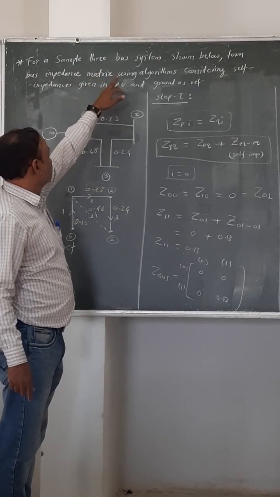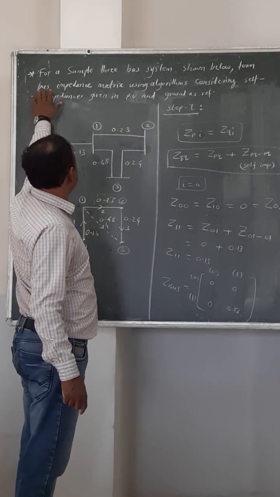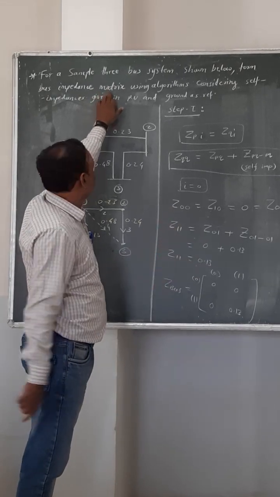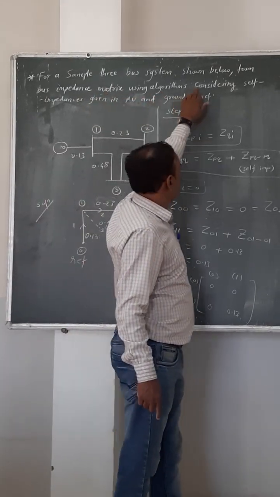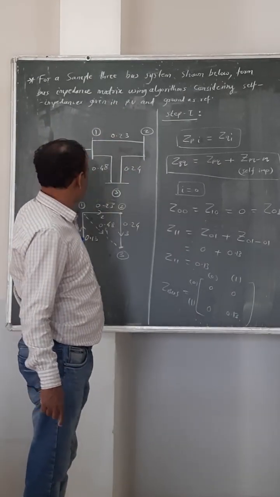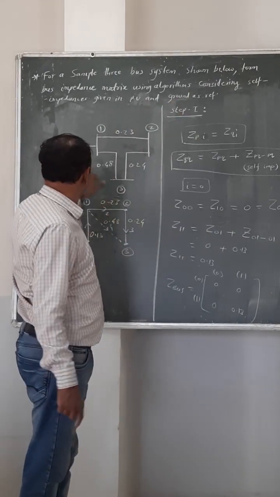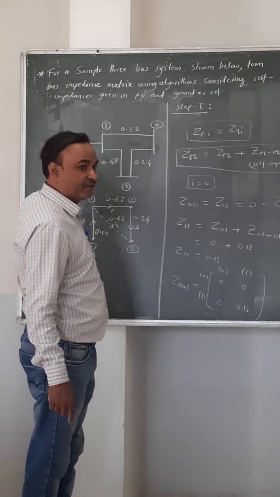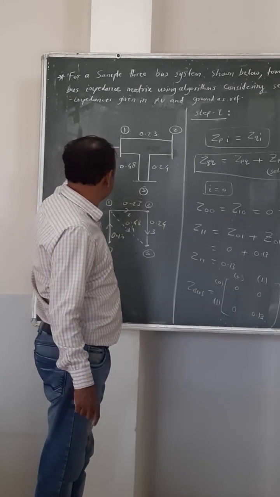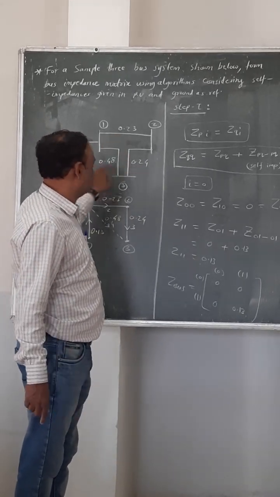So now let us consider one problem. For a sample three-phase bus system shown below, form the bus impedance matrix. That means form the Z-bus matrix using algorithms, considering the self impedances given in per unit, with ground as reference. Ground as reference means where the ground is connected. The ground is connected to the source. This is the generator source, so it is grounded. This terminal is taken as ground and it is the reference. So these are the values given in per unit.